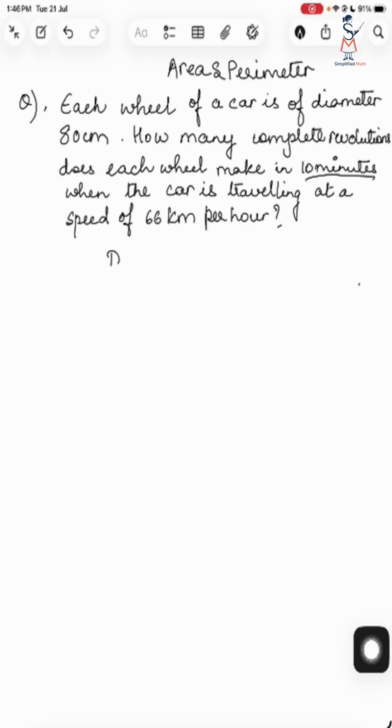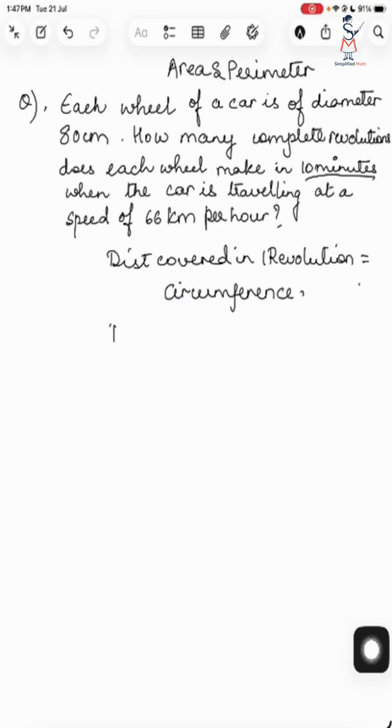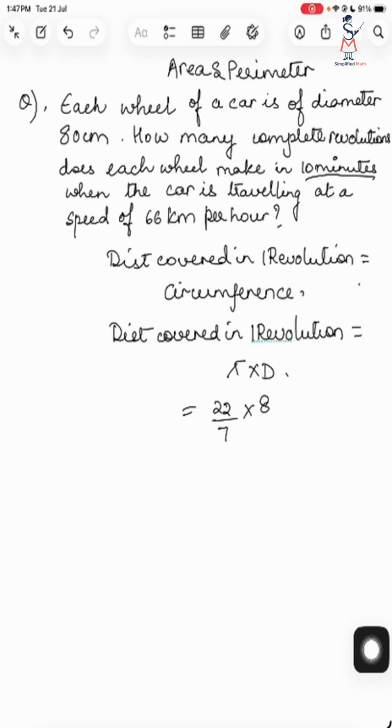So we know here the distance covered in one revolution. What is the distance covered in one revolution? It is the circumference of the wheel. So we'll find the distance covered in one revolution, that is pi into d, that is the circumference. Pi is 22 by 7 and d is 80, which is given. So this will come out as 1760 divided by 7 centimeter.